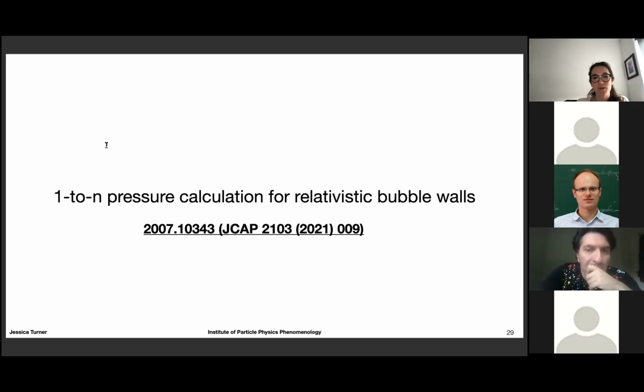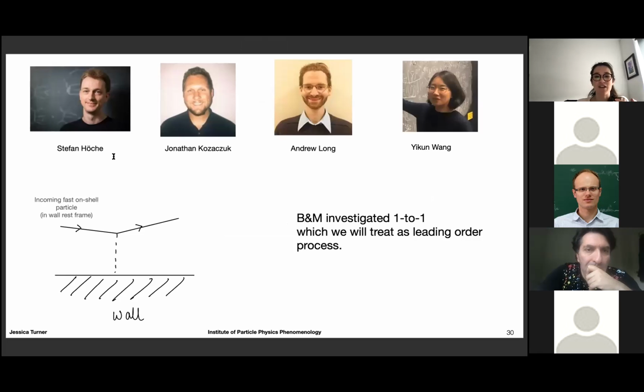and I'm going to try and motivate that. So I'll discuss work I've done with my collaborators, Stefan Hoeche, Jonathan Kozaczuk, Andrew Long, and Yikun Wang. And the idea is the following. In Bodeker and Moore, in the one-to-one interaction, we have a hard incoming particle on its mass shell. It interacts with the bubble wall and it gains a mass inside the bubble wall. So this dashed line is an interaction with the wall.